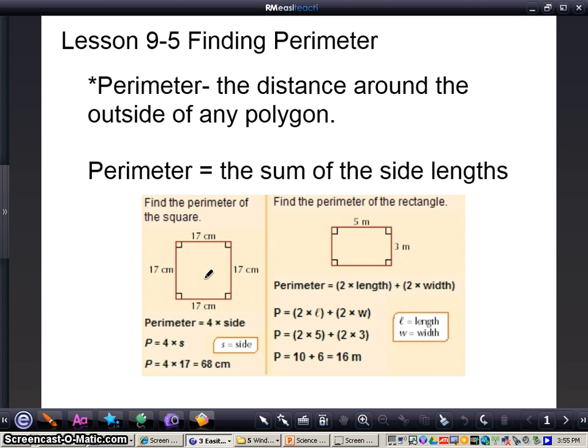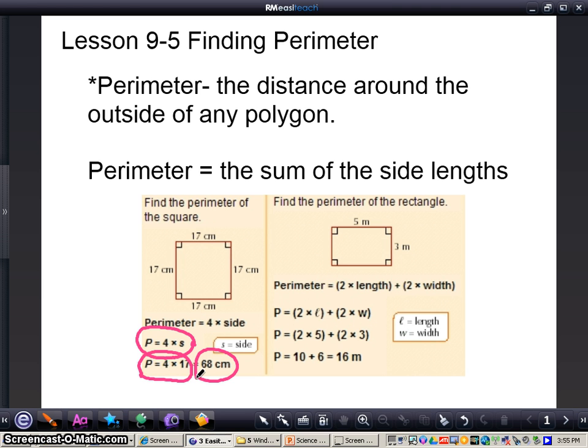So for the square down here, we have P equals 4 times the side. P equals 4 times 17, and 4 times 17 is 68 centimeters. Now we're not doing 68 centimeters squared or anything like that. It's just 68 centimeters. It's the length around the square.